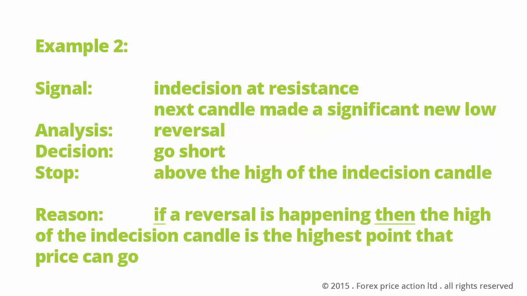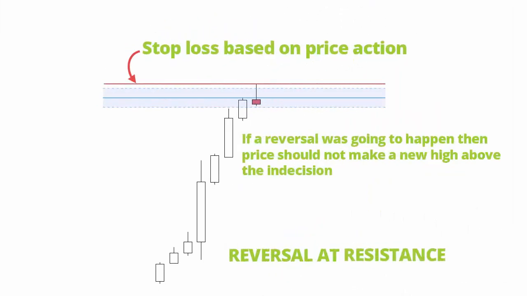Your analysis is invalid if price can go higher than the high of the indecision candle. You enter the trade with the anticipation that price will reverse and that the indecision candle is the signal where the turnaround happens. Therefore, a higher high would invalidate your analysis even by only 1 pip. The stop should be placed at the high of the indecision candle.